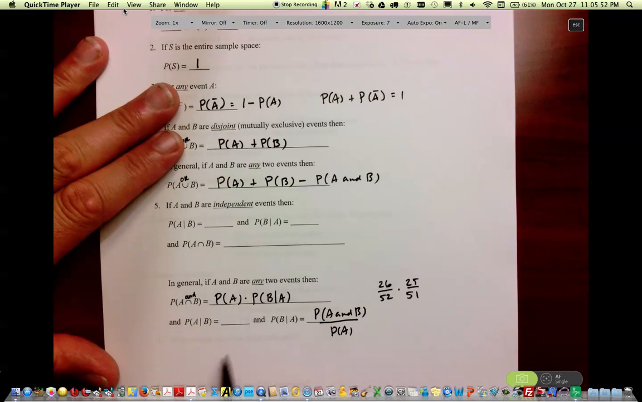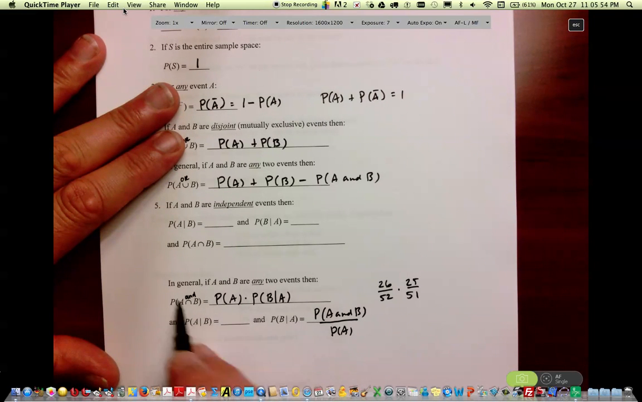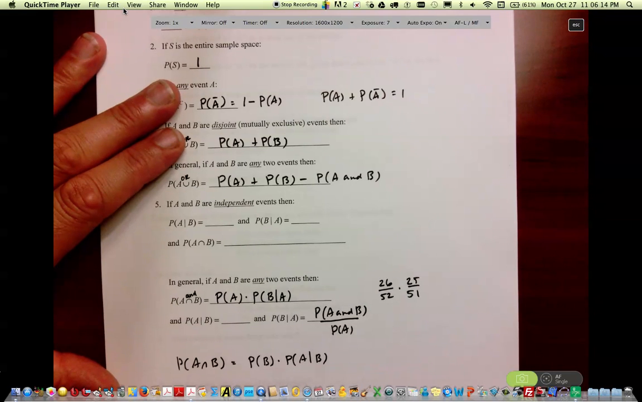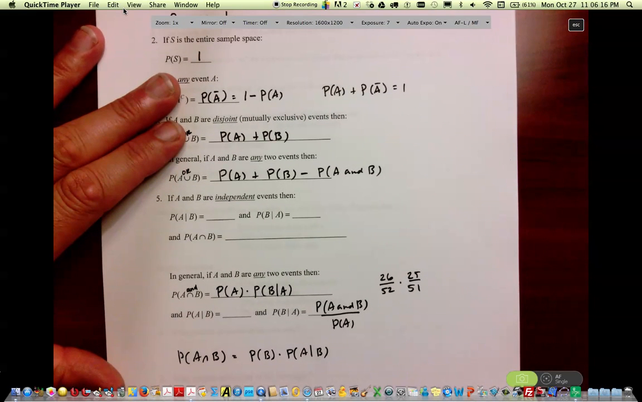Okay? And then there's another formula that's very similar to this. We could say the probability of A and B is going to be equal to the probability of B times the probability of A given that B has already occurred. All right, so all we're doing is changing the roles of A and B.